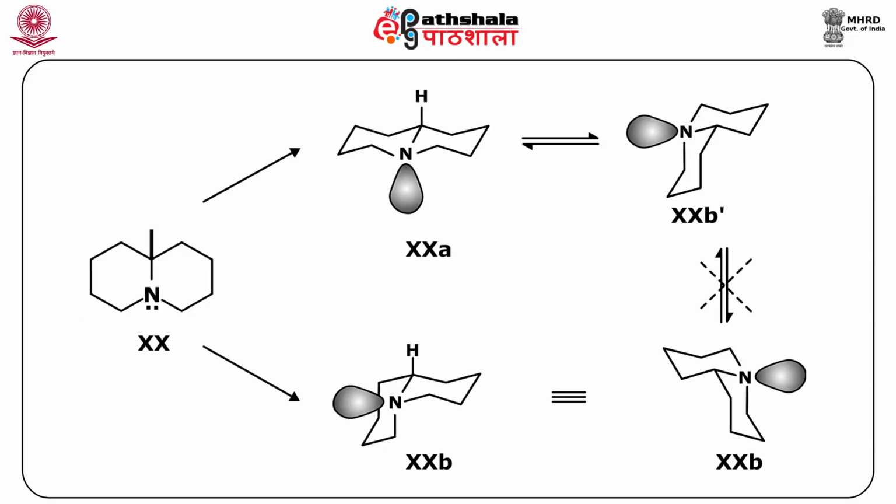Quinolizidine is achiral and exists in cis and trans forms. The trans form, which is this 20A structure, converts into the cis form, which is this 20B structure, or it can convert into its mirror image, which is 22B dash.